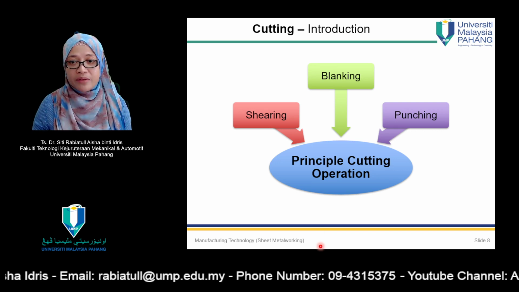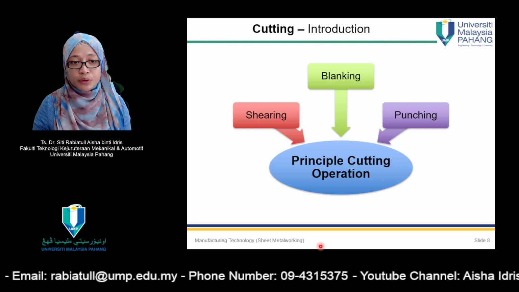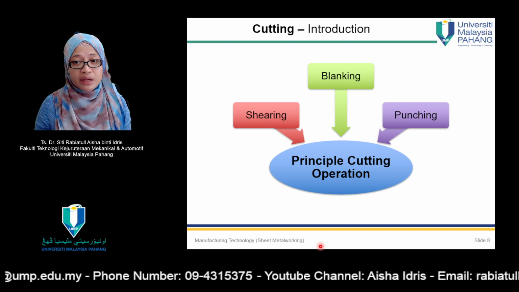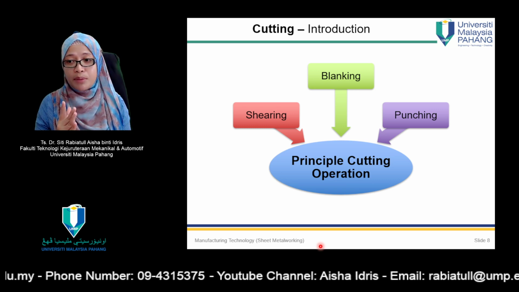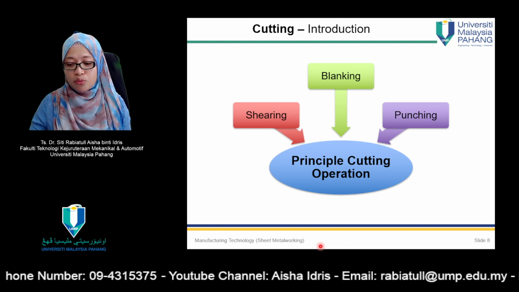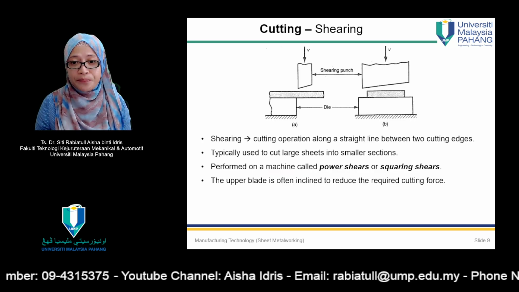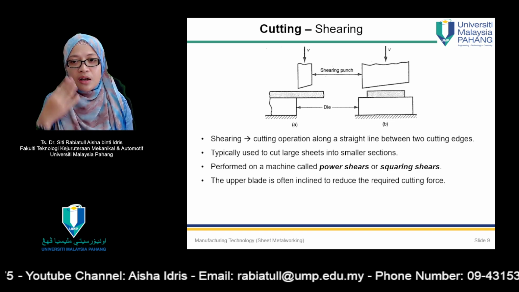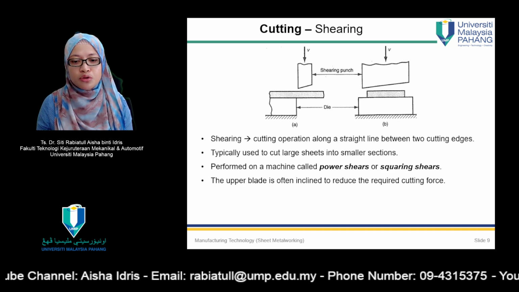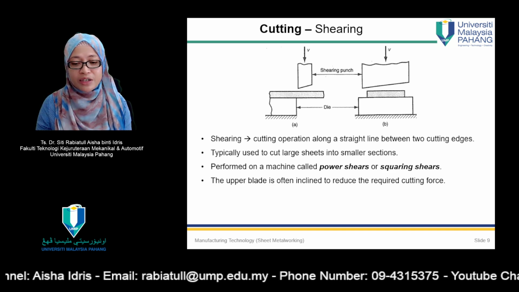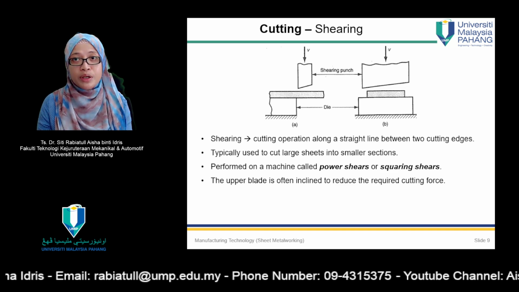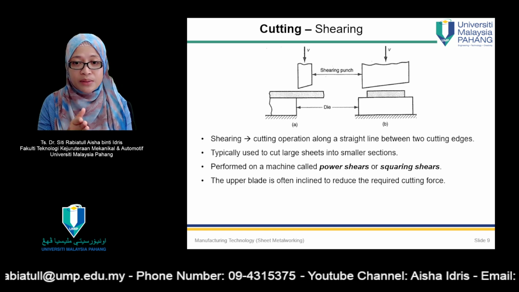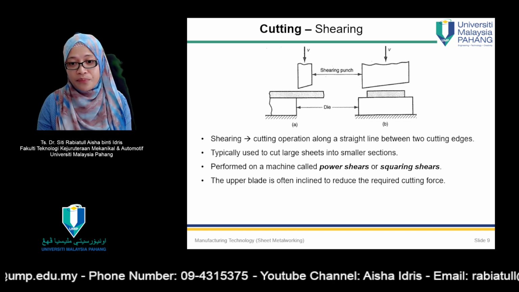Cutting can be divided into three categories. It can be conducted through shearing, blanking, and punching. Let's look at them one by one. As for shearing, in our previous lecture, I mentioned that the cutter itself needs to have an angle in order to cut. It's like a knife. A knife cannot be rectangular. It needs to have a certain angle so that the specimen can be easily cut.